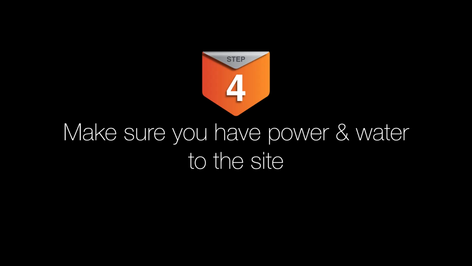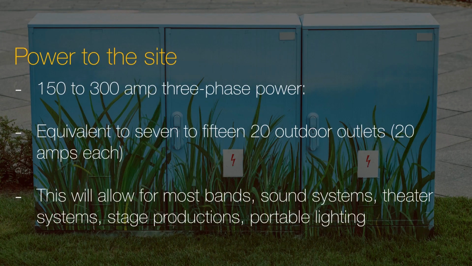Number 4, make sure you have power and water to the site. I always say that you should have 150 to 300 amps and 3-phase power, and I'm not even getting into all the details because you'll have all of this, but it's equivalent to like 15, 20 amp outdoor outlets. Most outlets in the US and Canada, when they're outside, they're 20 amps, and this is like having 7 to 15 of those. And this allows for most bands, for lighting, for if you're going to bring in a portable ice rink and they need some place to plug some of the chillers into. This allows for all of that.